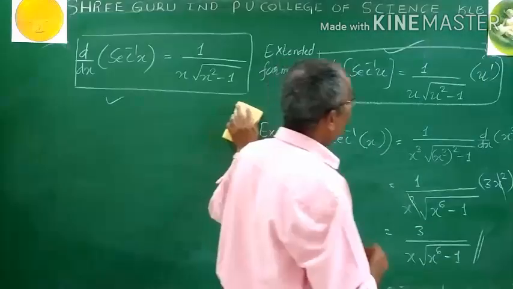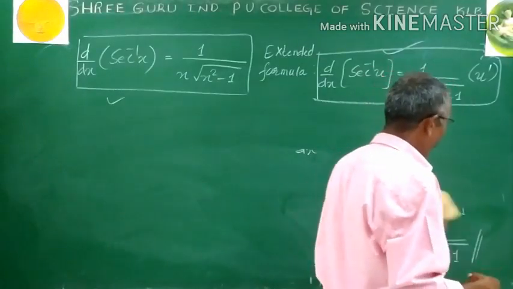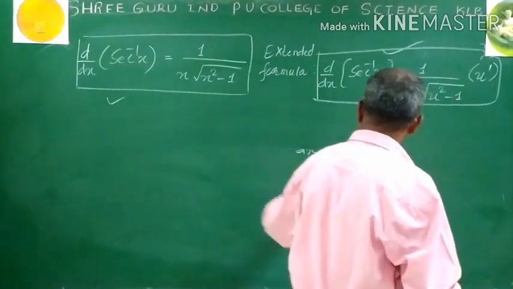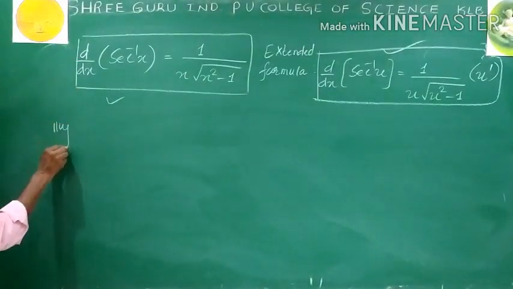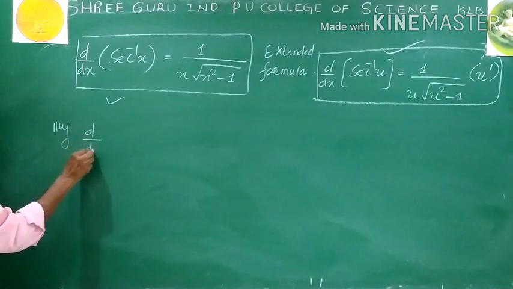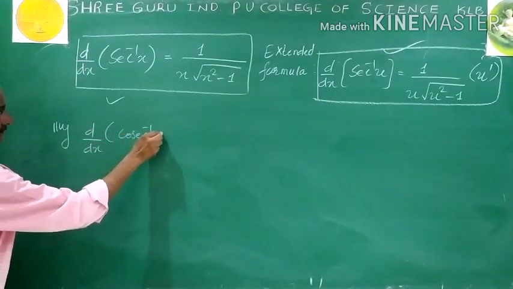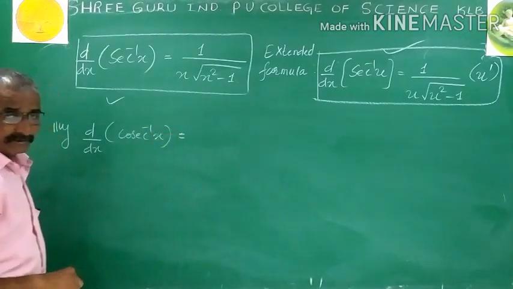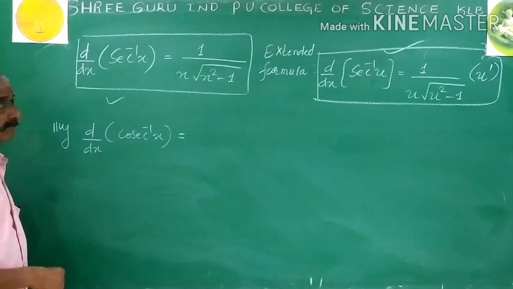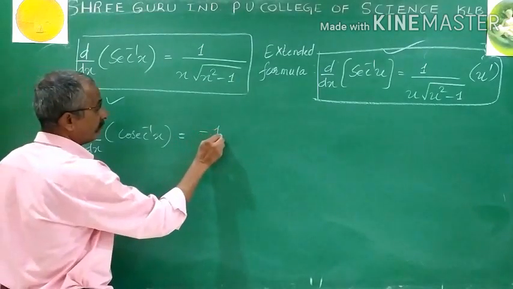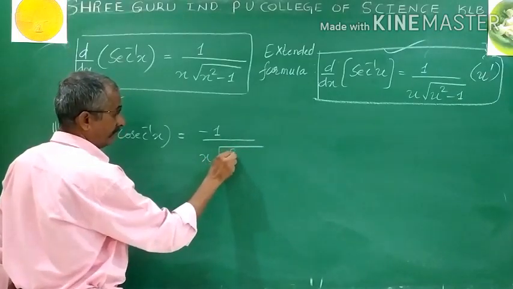Similarly, you can derive the derivative of cosec inverse x. I hope you can easily solve it yourself. You can get it at home by the actual process: d by dx of cosec inverse x will be given by minus 1 by x into square root of x square minus 1.